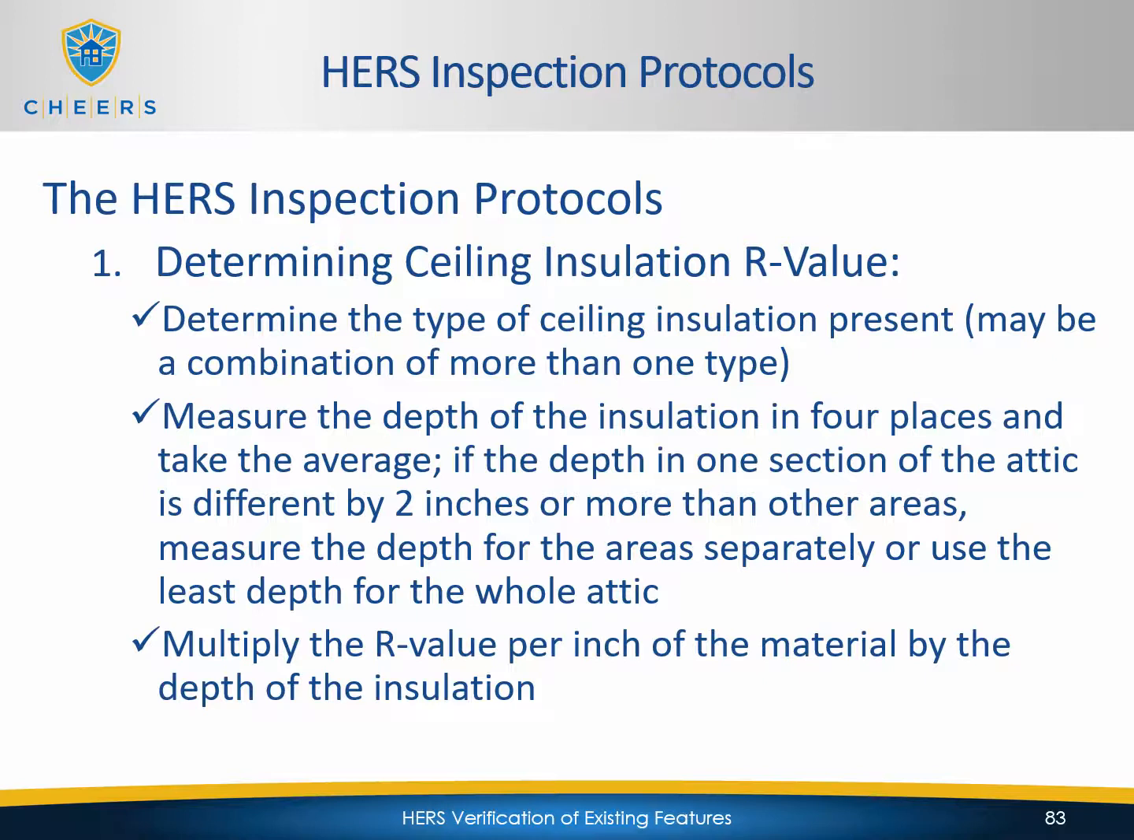You want to determine the type of ceiling insulation present, maybe a combination of more than one type. You could have batts in certain areas, blown in others, whatever it may be. You want to measure the depth of the insulation in 4 places and take the average. If the depth in one section of the attic is different by 2 inches or more than other areas, measure the depth for the areas separately or use the least depth for the whole attic. You then multiply the R value per inch of the material by the depth of the insulation.